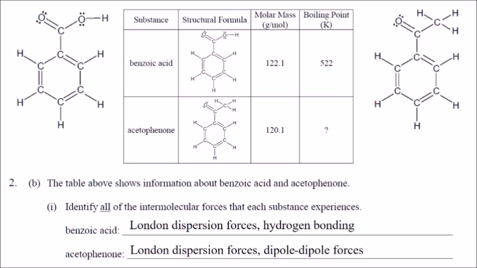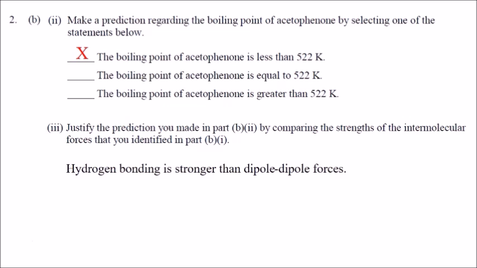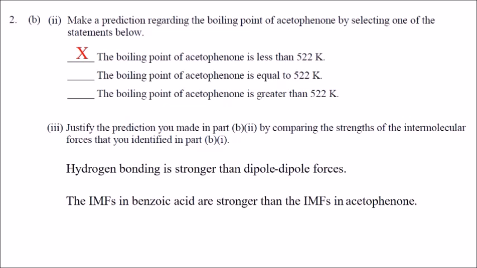Since hydrogen bonding is stronger than dipole-dipole forces, that means that benzoic acid should have stronger intermolecular forces and a higher boiling point. Acetophenone has weaker intermolecular forces and a lower boiling point. So the boiling point of acetophenone should be less than the boiling point of benzoic acid. And again, it's because hydrogen bonding is stronger than dipole-dipole forces, so therefore the intermolecular forces in benzoic acid are stronger than those in acetophenone. Benzoic acid has a higher boiling point than acetophenone.